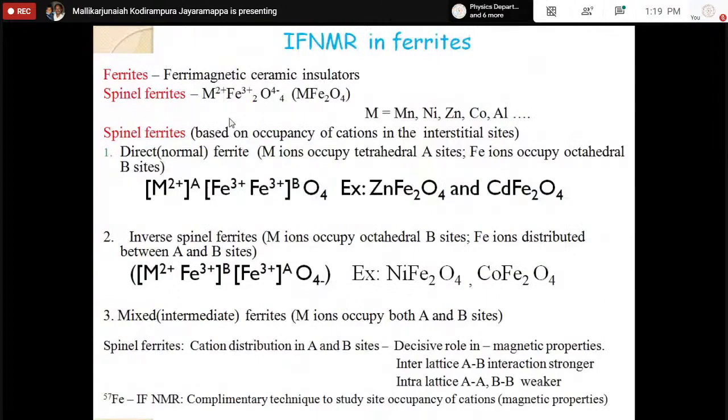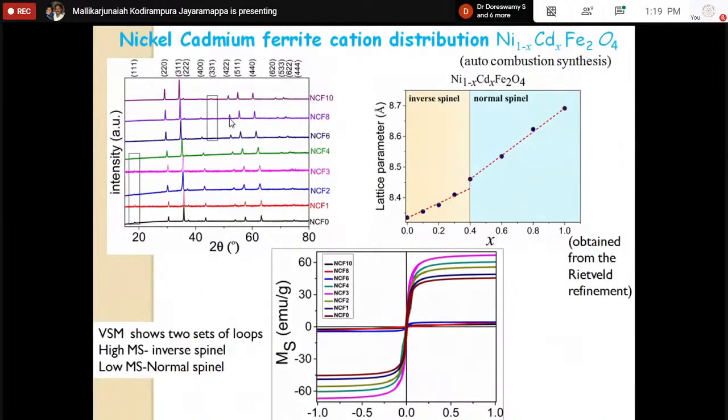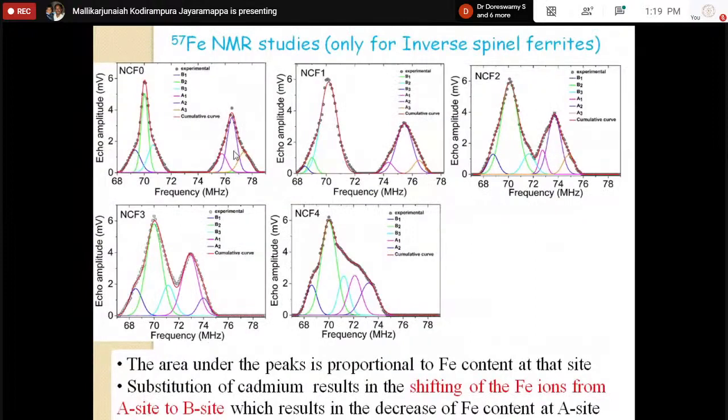Okay, and there are two sites corresponding to A site and B site, and we were able to get two independent peaks for nickel ferrite. When we kept on adding cadmium to the system, these two peaks start merging with each other. And at NCF4, we got only one peak, which is broadened and extended up to 75 megahertz.